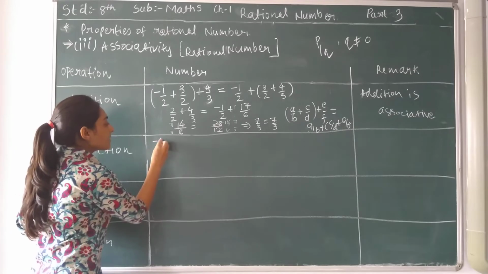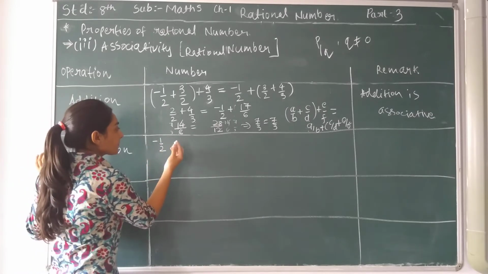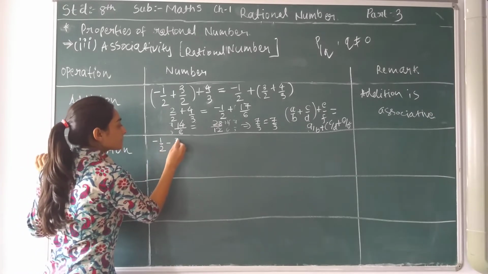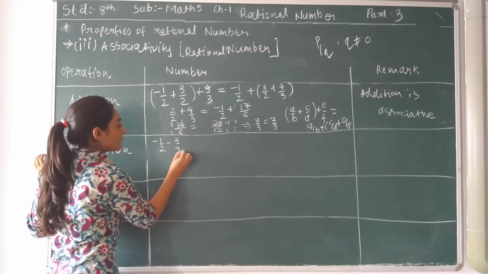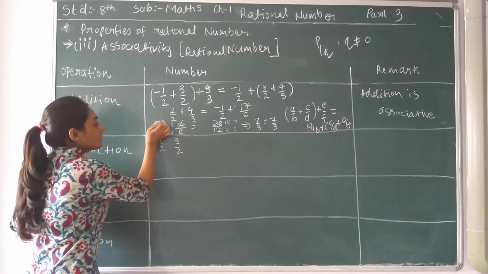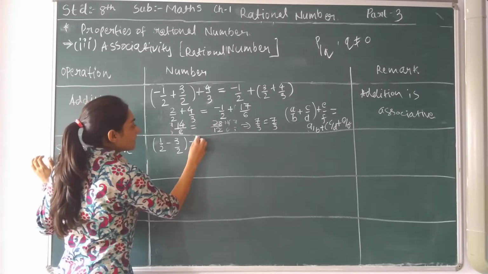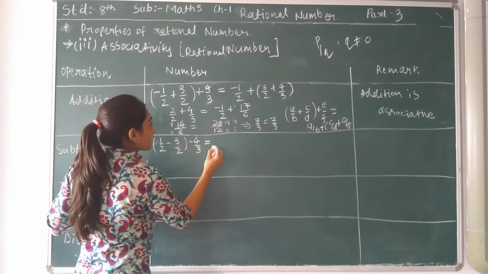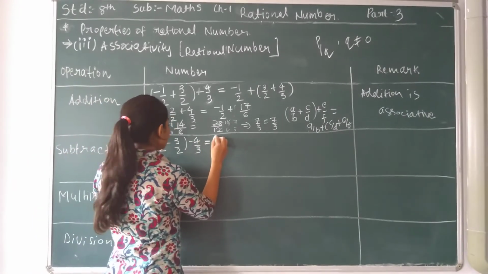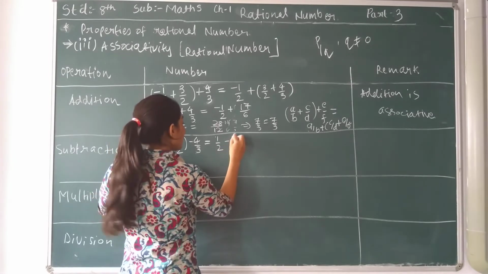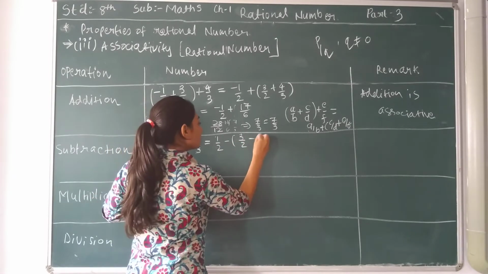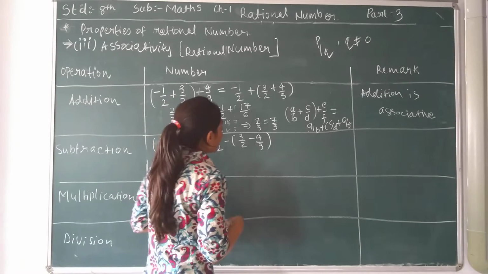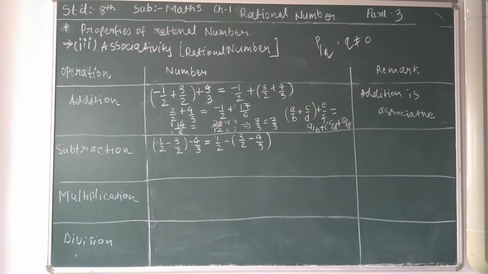Take any small example. 1/2 minus 3/2, I'm taking plus so that we don't get confused with the sign, minus 4/3. Okay, now interchange its place: 1/2 minus 3/2 minus 4/3. Now try to solve.